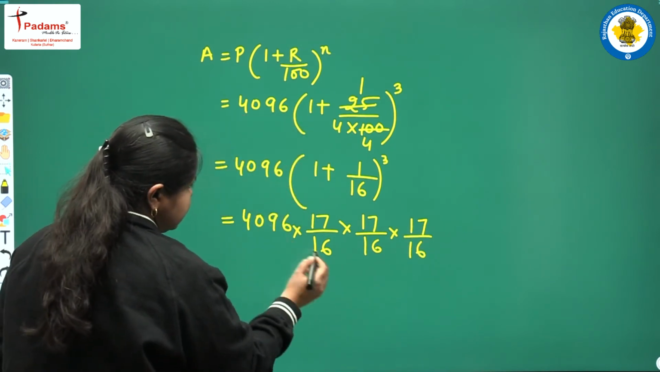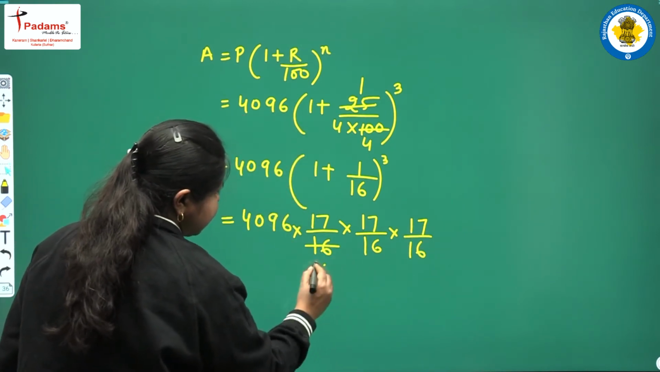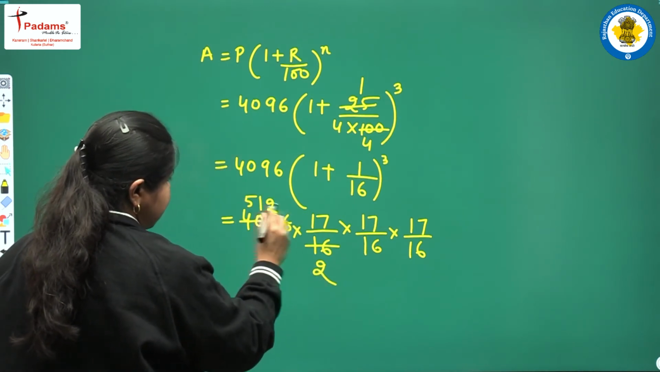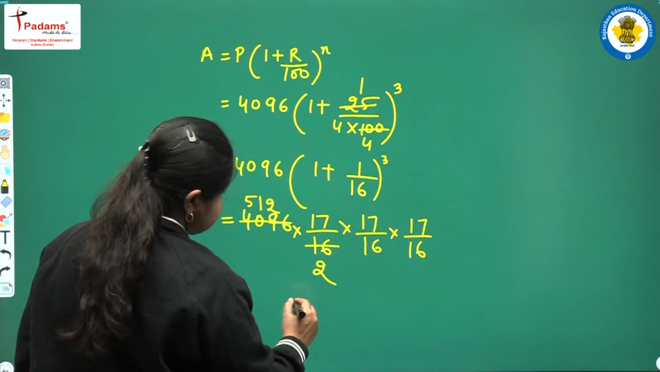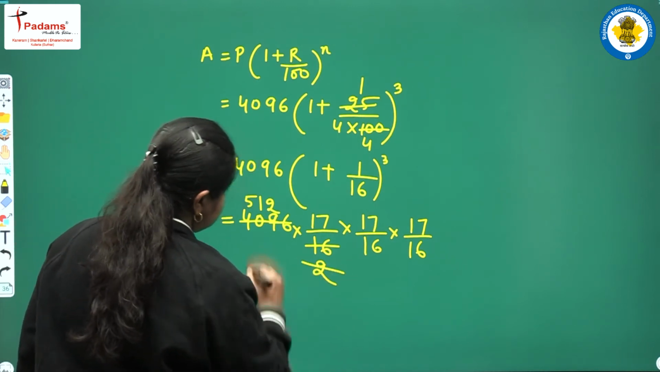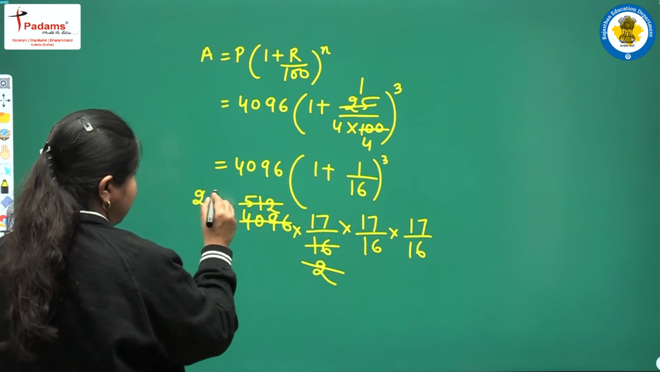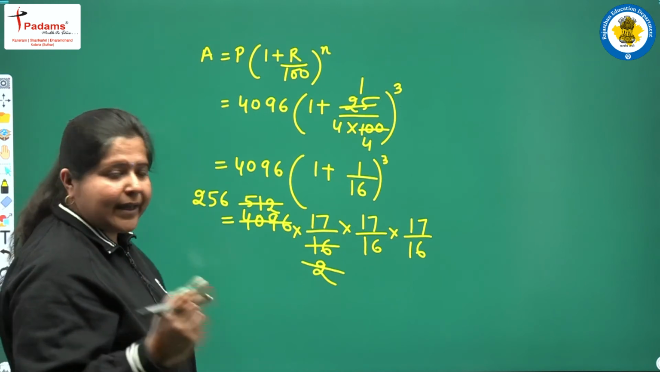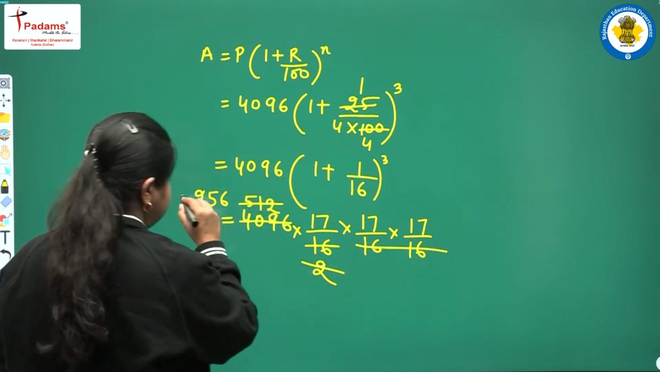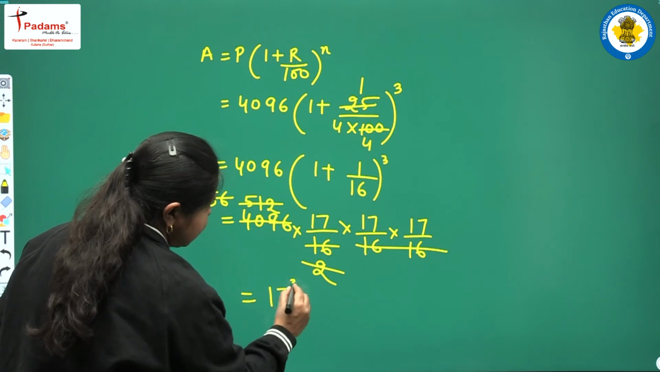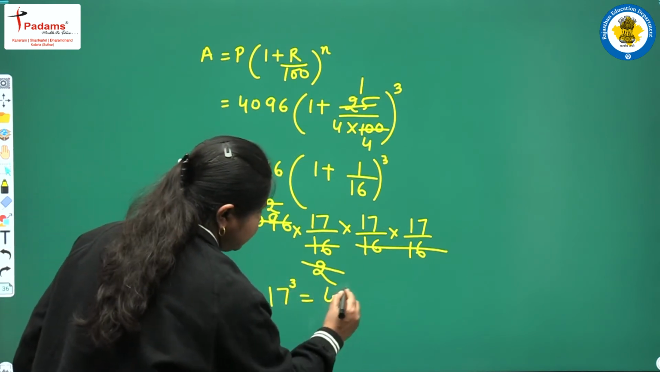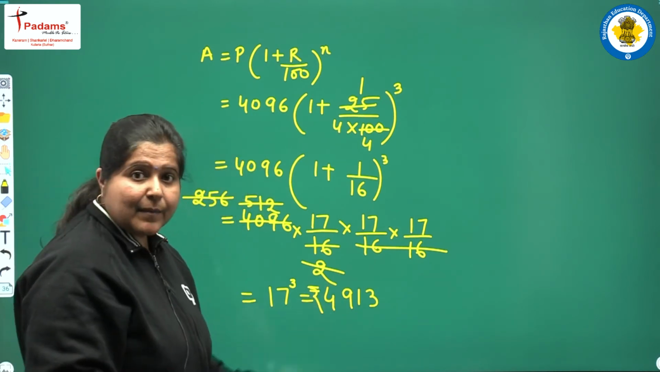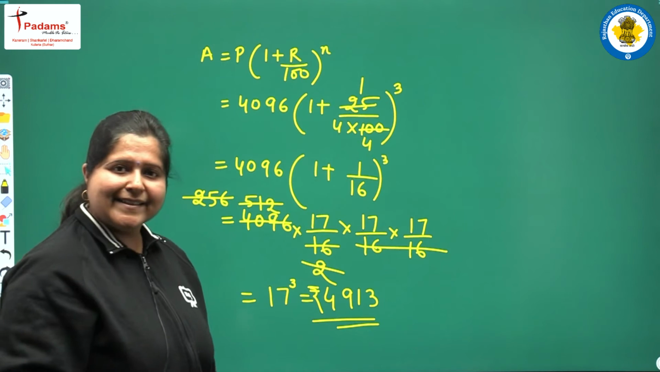नाउ वी विल डिवाइड बाय say 8. 8 2s are here, 8 5s are 40, 8 1s are 8 and then 2 times 16. Then let us divide by 2. 2 2s are 4, 5s are 10, 6s are 12. Yes, 256 is 16 square and 16 square here we are getting, we can cancel these two numbers. 17 cube is the answer and if you solve it you will get it as 4913 rupees. So this is the amount which Ram will get in this case.